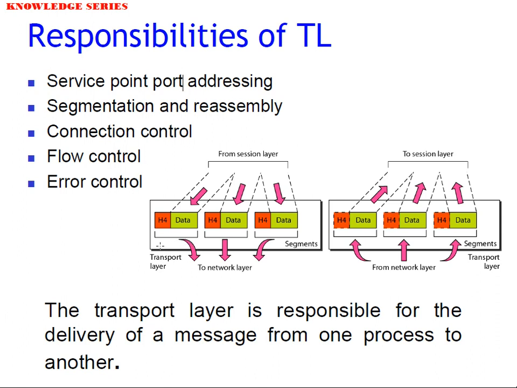Segmentation and reassembly means segmentation is sending data from the sender side, and it is reassembled back on the receiver side. For example, you take a packet and divide it into, say, 3, 2, 1, and send it to the destination. At the destination, it has to be reassembled as 1, 2 and 3. Because you made 3, 2, 1, the first one is transmitted first. Once it reaches there, it becomes 1, 2 and 3. That is what it indicates.